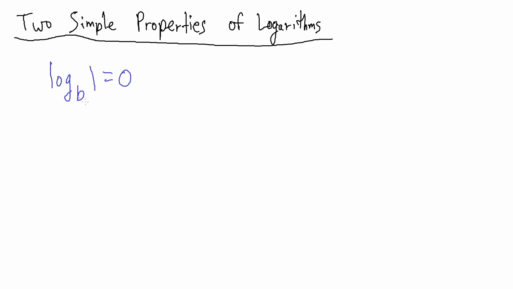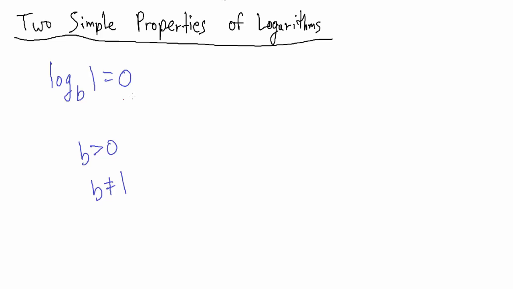Now, of course, this is assuming that b is a valid base, so b has to be positive and not equal to 1. Remember, we talked about that in a separate video. The base b has to be positive, and the base b cannot be equal to 1. So we'll just assume that's true here, otherwise it doesn't make sense to talk about this. But anyway, base b log of the number 1 is always 0, no matter what b is, as long as b is valid. Why is that true?